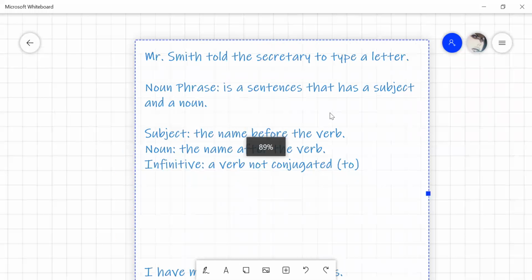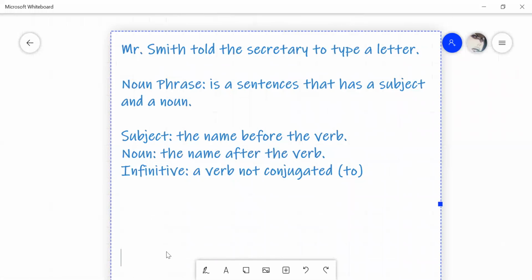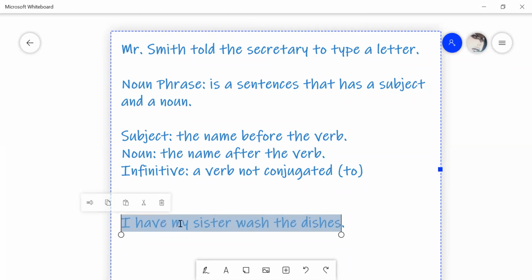Now, for the intelligent people, I'm going to go down here and I'm going to ask you if we see a noun phrase in here. Do you see a noun phrase? Can we say that this is a noun phrase sentence? Yes or no?